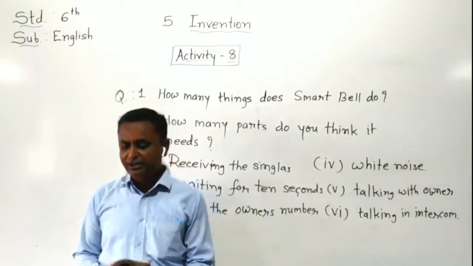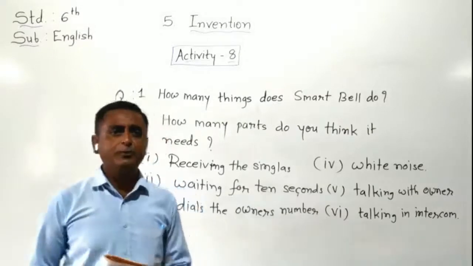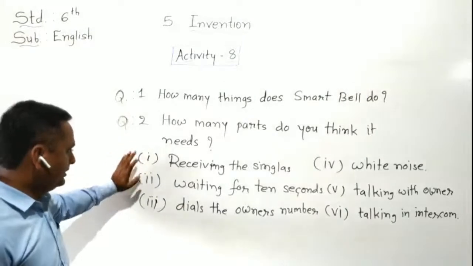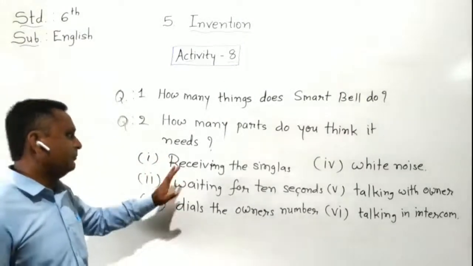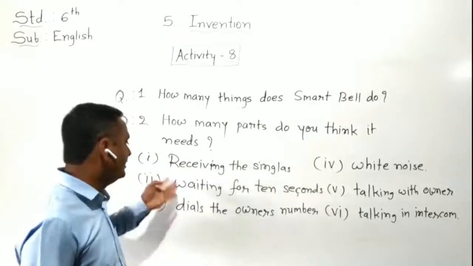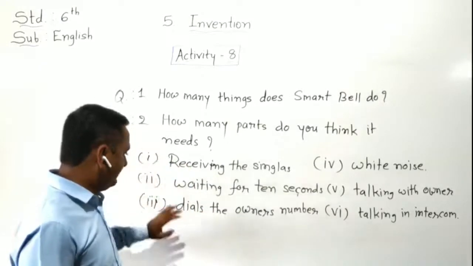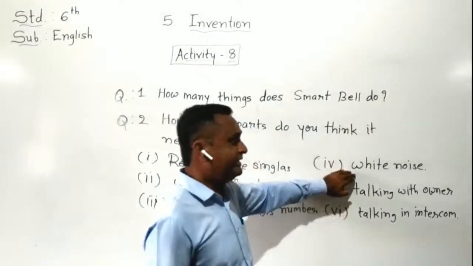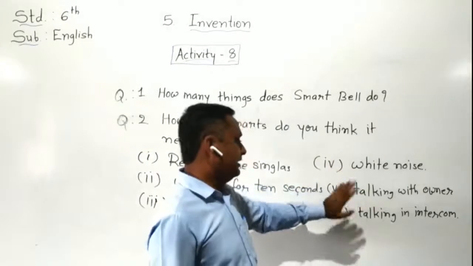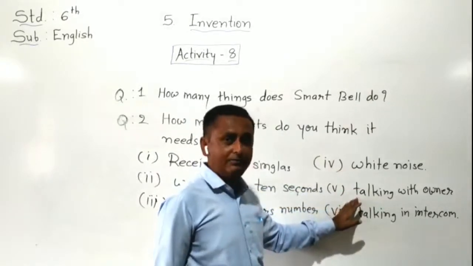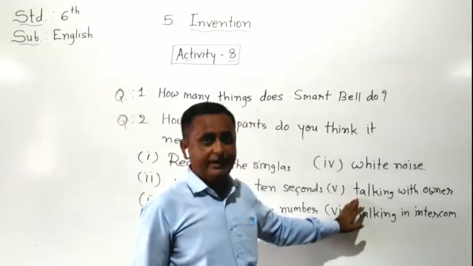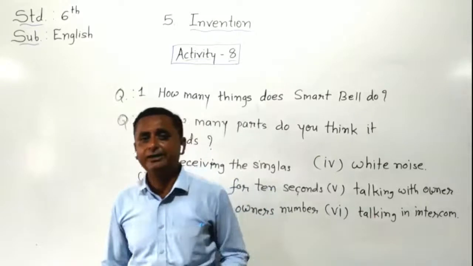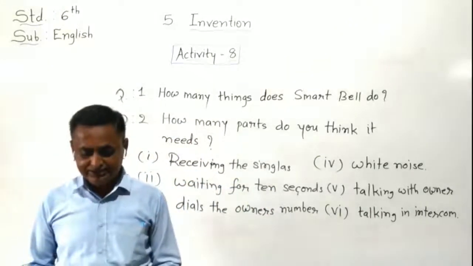Can you understand, students? So these 6 steps are followed by the smart bell, and you have to remember them. First, receiving the signal when the switch is pressed. Second, waiting for 10 seconds. After 10 seconds, dial the owner's number. Then it creates white noise. Fifth is talking with the owner. After that, the owner talks with the visitor. And the last step is talking in the intercom, as if I am talking in the intercom.